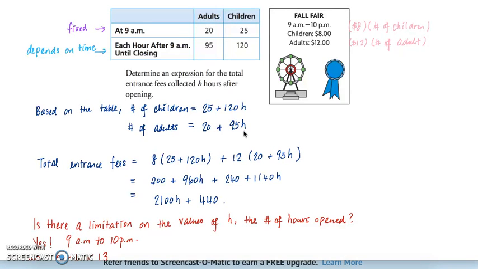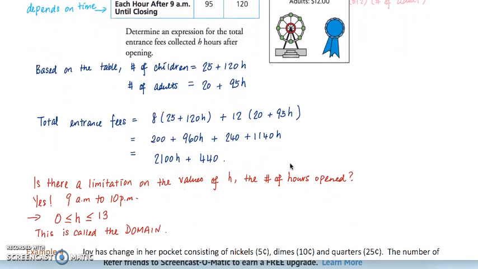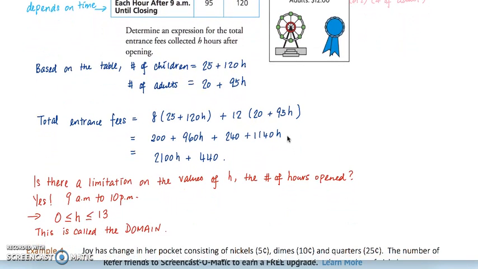So if I want to calculate the total entrance fees, I'm going to multiply 8 by the number of children, which is 25 plus 120 each hour, and then add that to $12 times the number of adults, 20 plus 95 each hour. Expand using the distributive property and collect like terms.